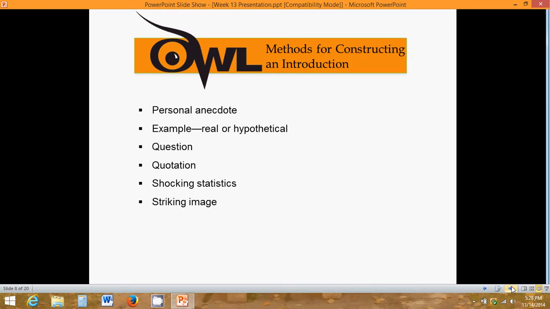The second thing is that it's going to share any background information you might need. That might be a definition of your topic. It might be some statistics to move you from that interesting attention grabber at the beginning to the thesis statement. But the second part is that background information. And then the third part of an introduction would be to share that thesis statement.